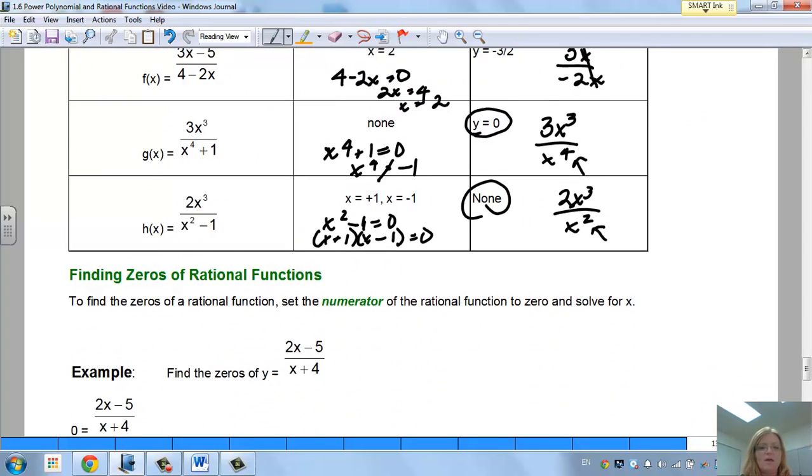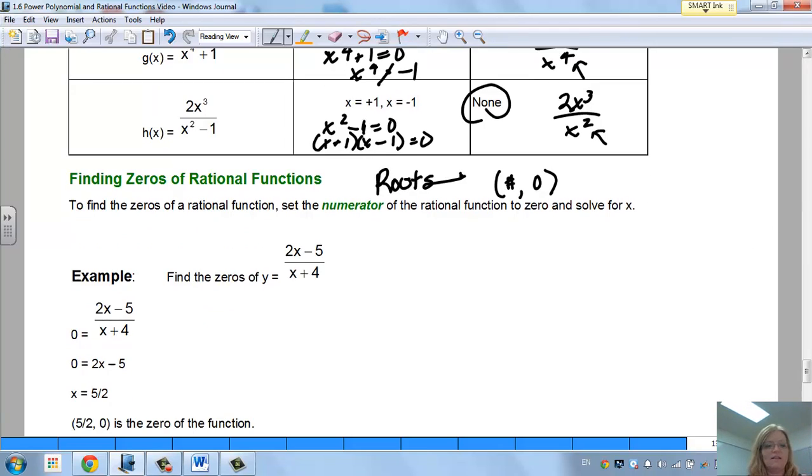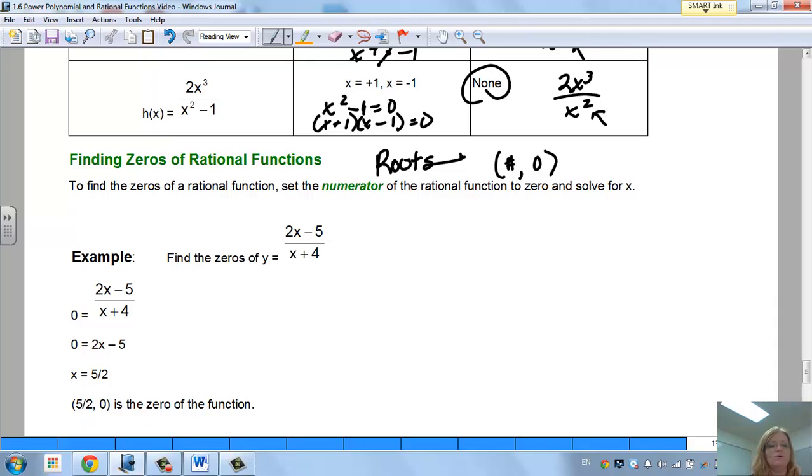That happens. So to find the zeros of a rational function, you're going to set the numerator of the function equal to 0 and solve for x. I just want you guys to know, when you do zeros of a rational function, you're talking roots. And roots are on your x-axis, so they're usually a number, 0. So if you put your y equal to 0 and solve for this and cross multiply, see how I did it here? You get x equals 5/2, and that is your zero, or the point (5/2, 0).